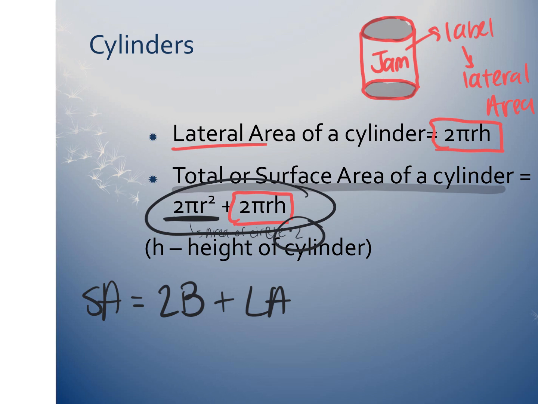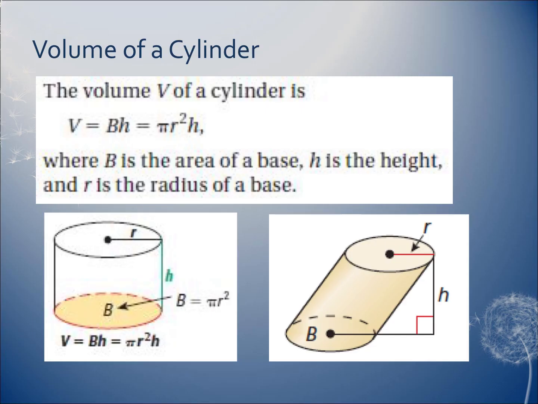So we've learned 2 formulas so far, well, excuse me, 3. We've learned the volume of a prism, which was volume equals area of base times the height. Lateral area, which is 2 pi rh. And surface area, which is 2 pi r squared plus 2 pi rh. Now the volume of a cylinder is the same formula as the volume of a prism, which is the area of your base times your height. But for a cylinder, we know that the bases are what shapes?